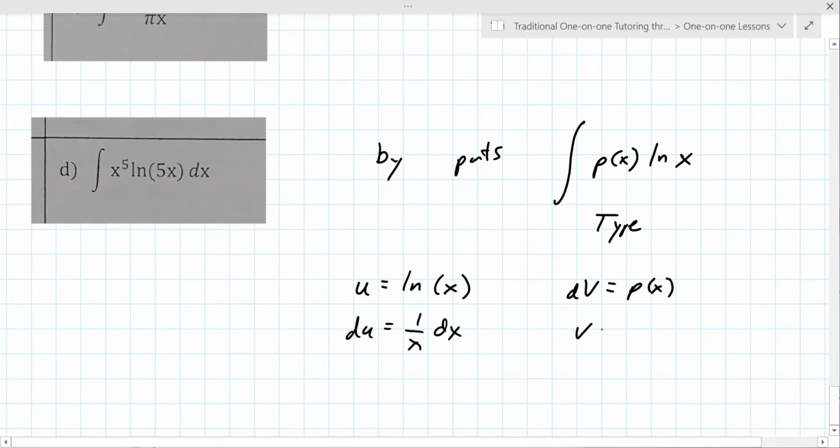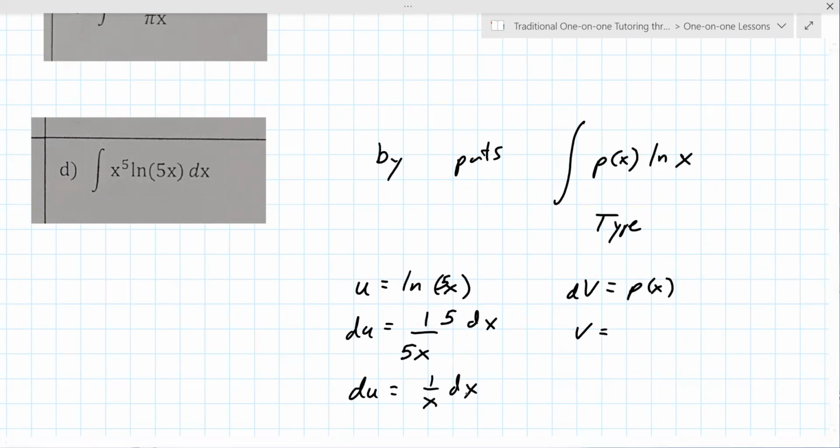Sorry, one quick question. The u, it would just be natural log of 5x? Oh, okay. Yeah, sorry. So the derivative is, let me do this correctly, 1 over 5x times the derivative of 5x, which is 5. So it ends up being 1 over x dx. But yes, that doesn't matter.